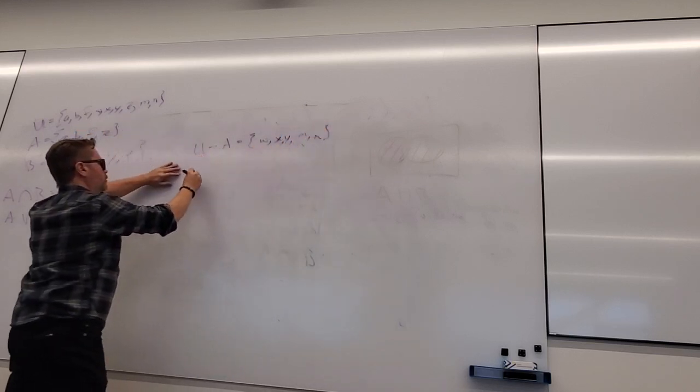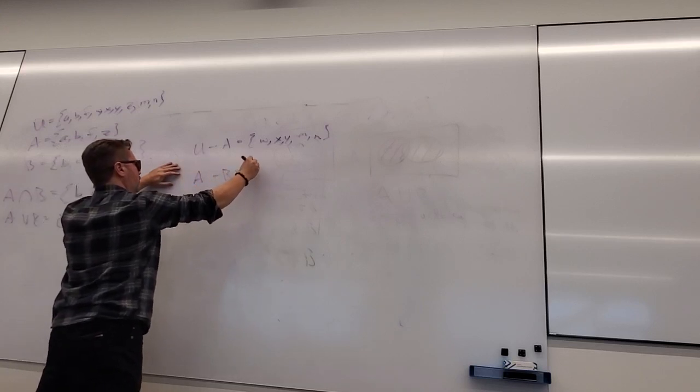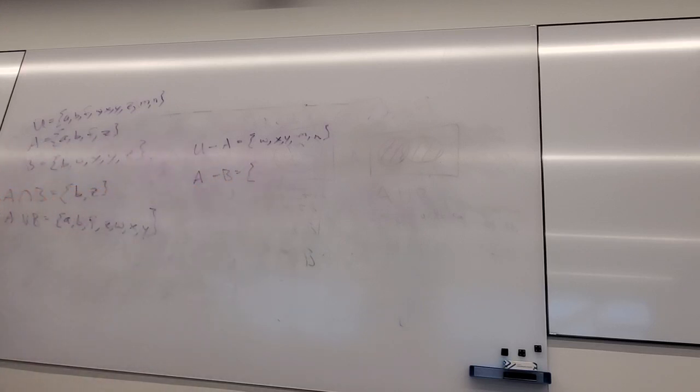Now let me ask you a weirder question. What is A minus B? Why is that a weird question? There's more in B than there is in A. So here's how set subtraction works. What's in here? Do I need more or less? I don't know.